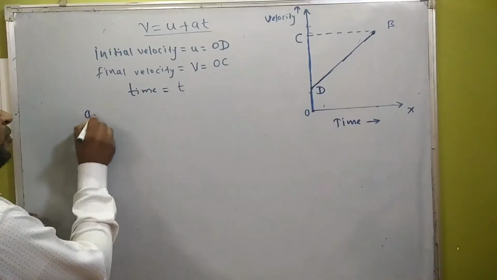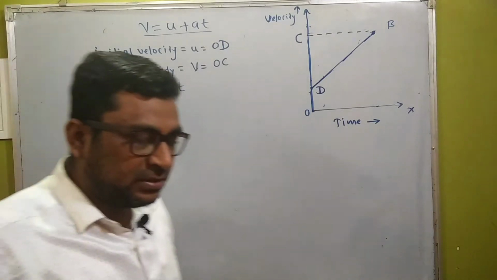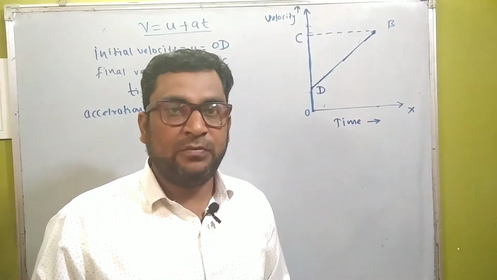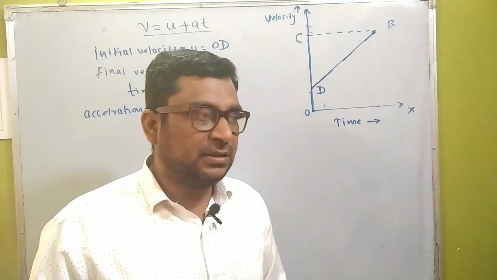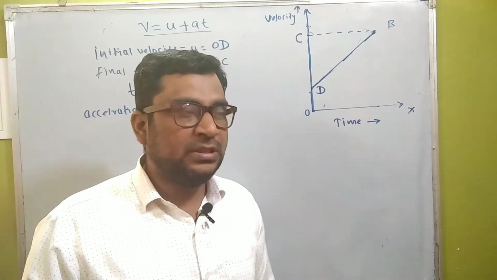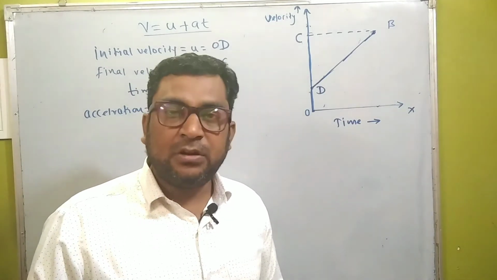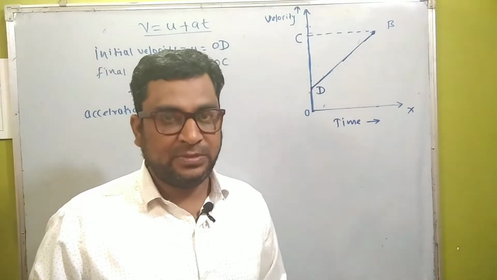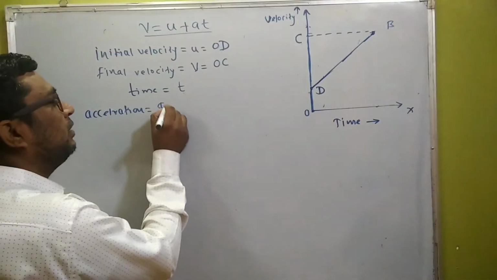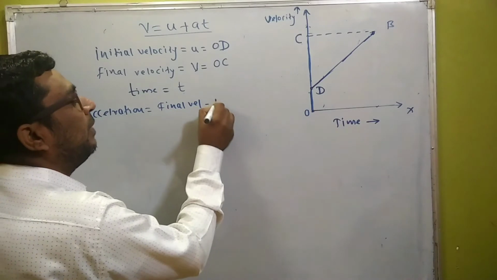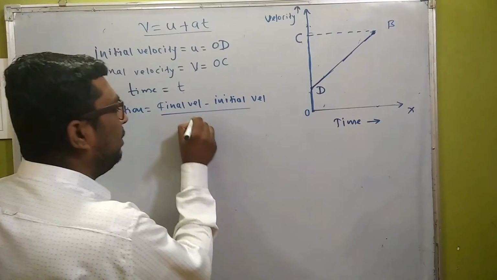So we have the formula for acceleration. What is the acceleration? Before this, we have one video on acceleration, and I already gave you the link in the description. You can see that video. In that video, you found that the definition of acceleration is the rate of change of velocity with respect to time. The formula is acceleration equals the final velocity minus the initial velocity divided by time.